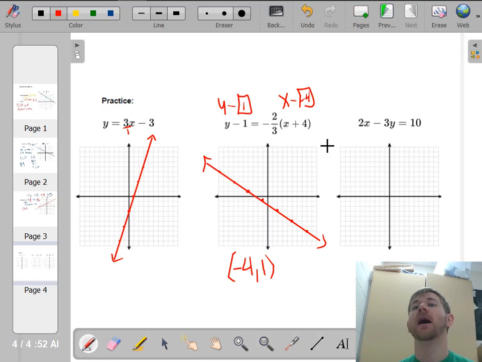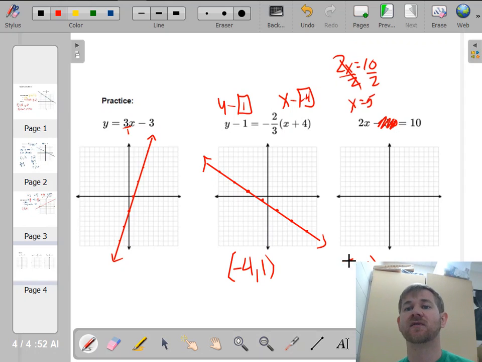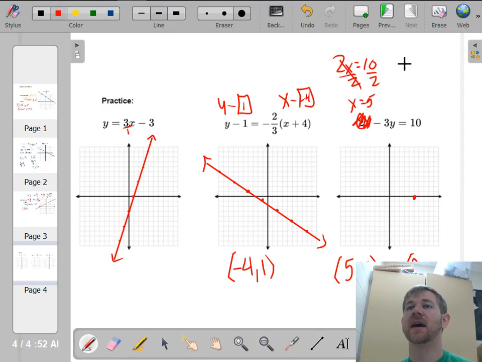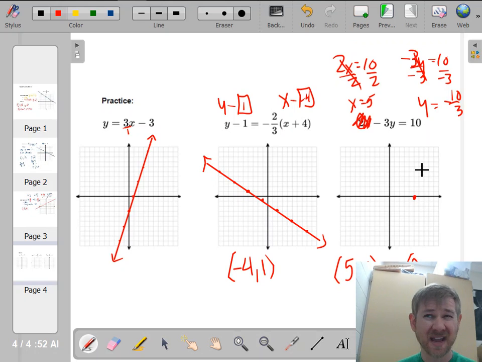For standard form, I'm going to plug in 0 for y first. If I plug in 0 for y, this whole thing goes away, so you have 2x equals 10. That means the x-intercept is 5. So this is 5, 0. That's my first point. I'm going to do the same thing, but plug in 0 for x. If I plug in 0 for x, this goes away, and you have negative 3y equals 10, which when you divide, you get a decimal. y equals negative 10/3, which is negative 3 1/3, if that helps you.